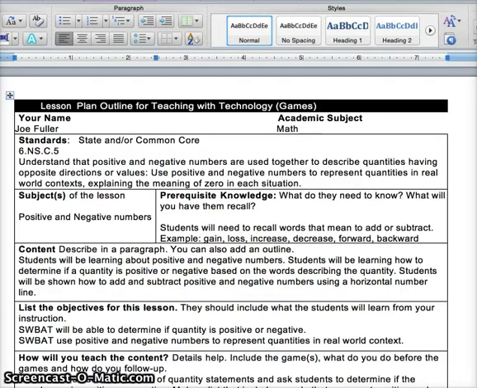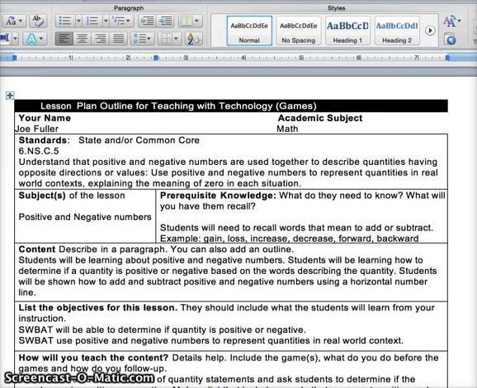The lesson that I'm going to be teaching to my students is about positive and negative integers. This is something we cover in the 6th grade Common Core standards, and students are expected to understand that positive and negative numbers are used together to describe quantities having opposite directions or values, and use positive and negative numbers to represent quantities in real-world contexts, explaining the meaning of zero in each situation. So for this lesson, I am going to use a game called Integer Football.